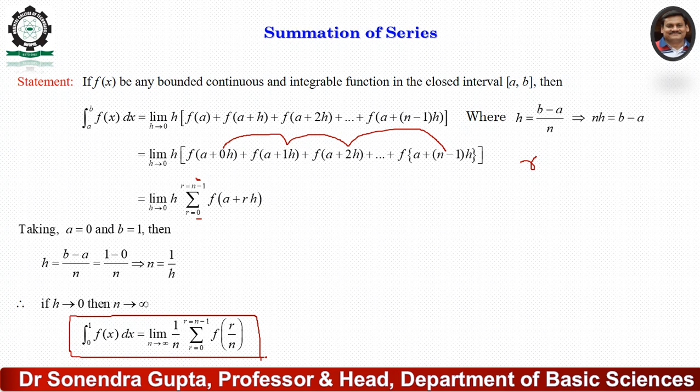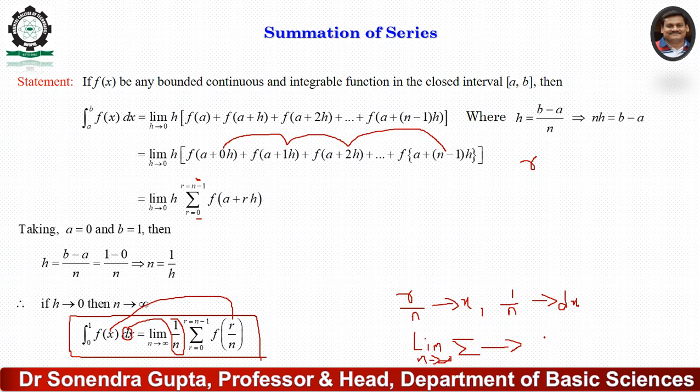What will we do here? We compare both sides. The value of x is compared with r upon n, that means r upon n is replaced by x. Then 1 upon n is replaced by dx. And third, the summation and the limit are replaced by the integration. That means the limit as n tends to infinity, and the summation, is replaced by the integration.